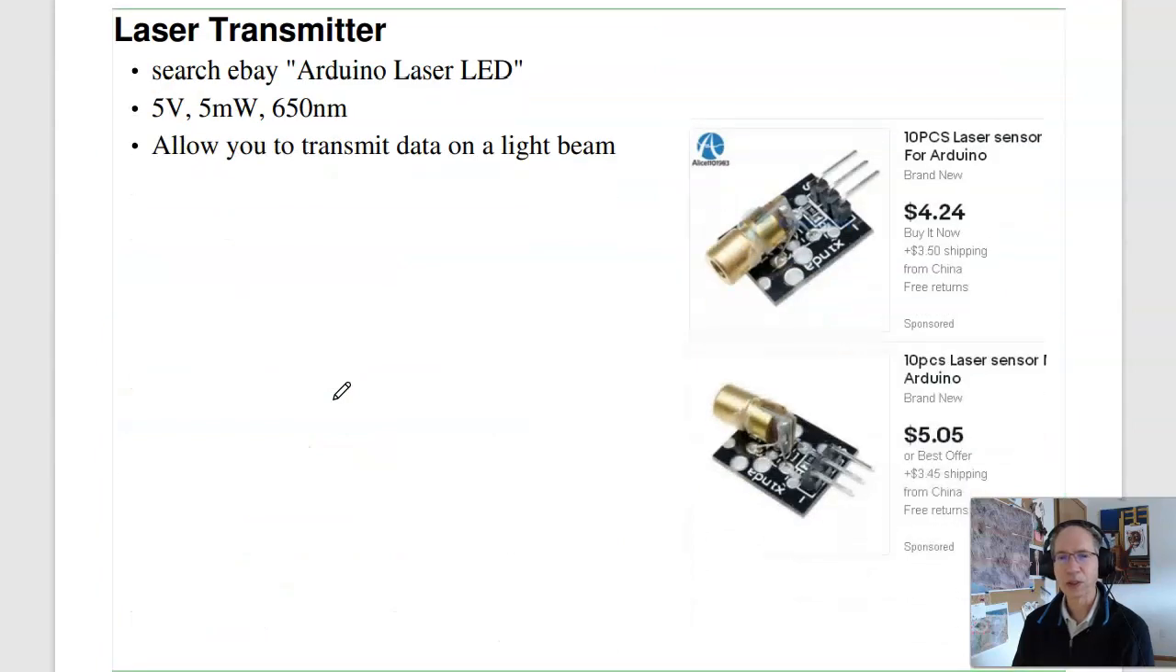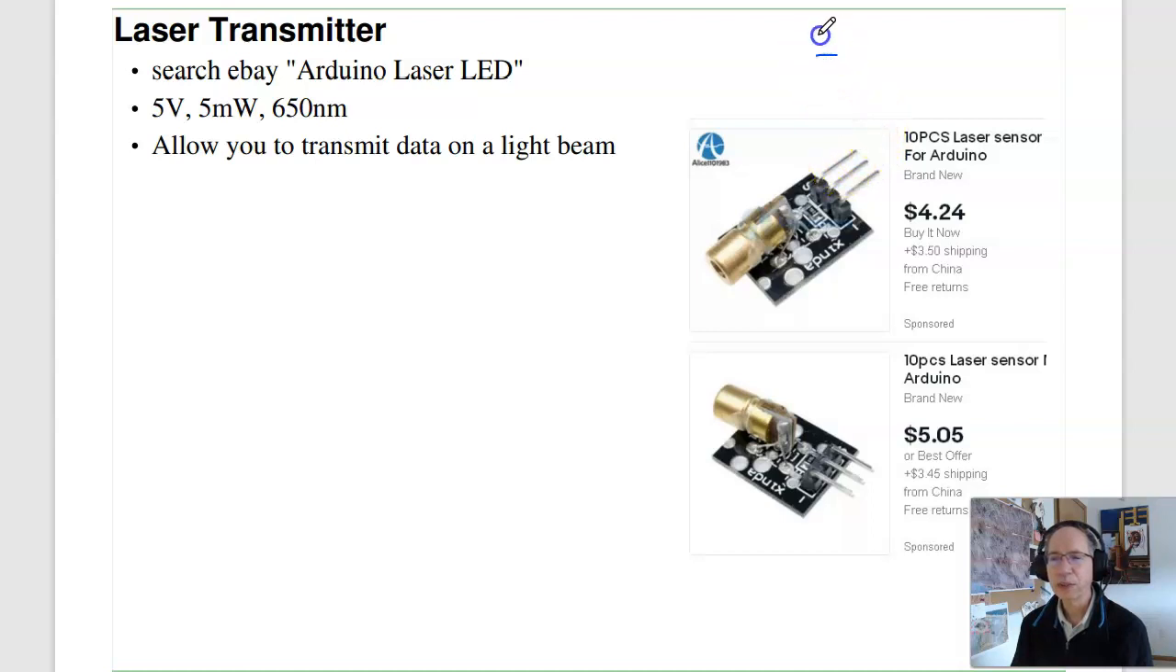You can also buy diodes that are laser transmitters. If you search eBay for Arduino laser diode, Arduino is kind of a buzzword used on eBay, meaning stuff for hobbyists to use, like we would use in our class. This is an example of them. They're about 42 cents each. This is 10 for $4. Again, this is an LED.